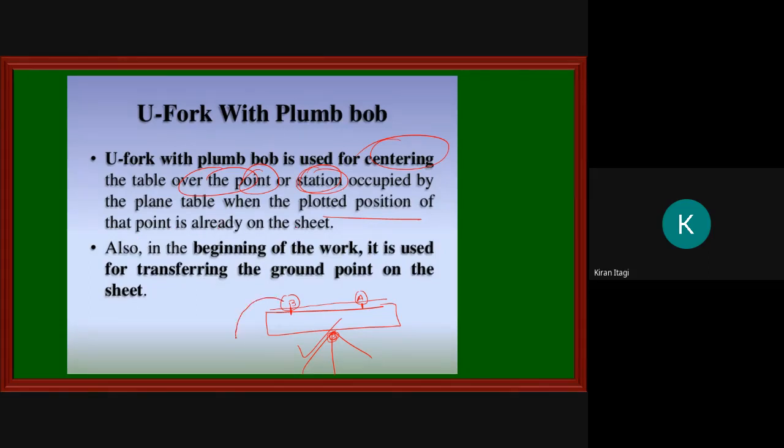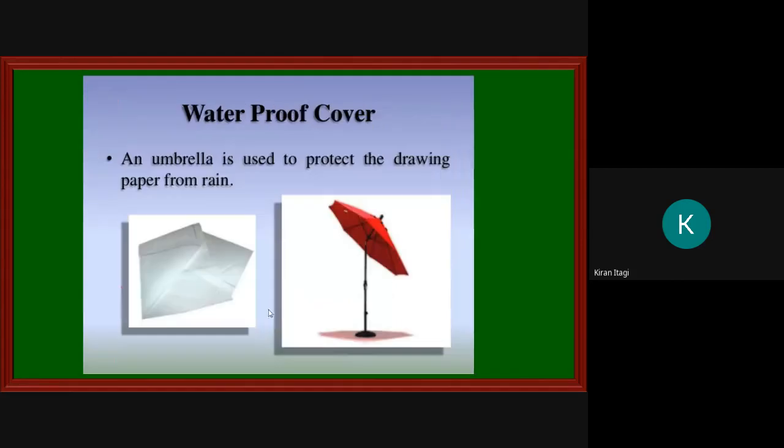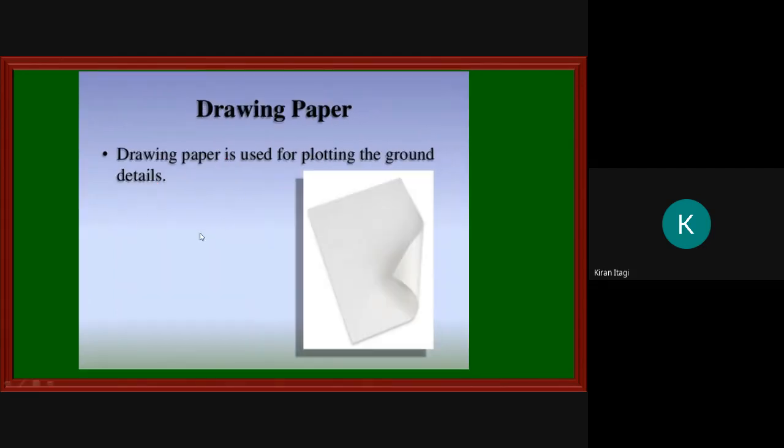If you are transferring, it means you already have A, B, C on your sheet, and you want to transfer this to the ground or from ground to this. The point is already on the sheet. Also, in the beginning of the work, it is used for transferring the ground points on the sheet, or vice versa. It can be transferred from the sheet to the ground or from ground to the sheet. Okay. Waterproof cover: the main purpose of this is that the paper should not get wet or be burned by the sunlight. An umbrella is used for protecting the drawing paper from the rain. This is your drawing paper.